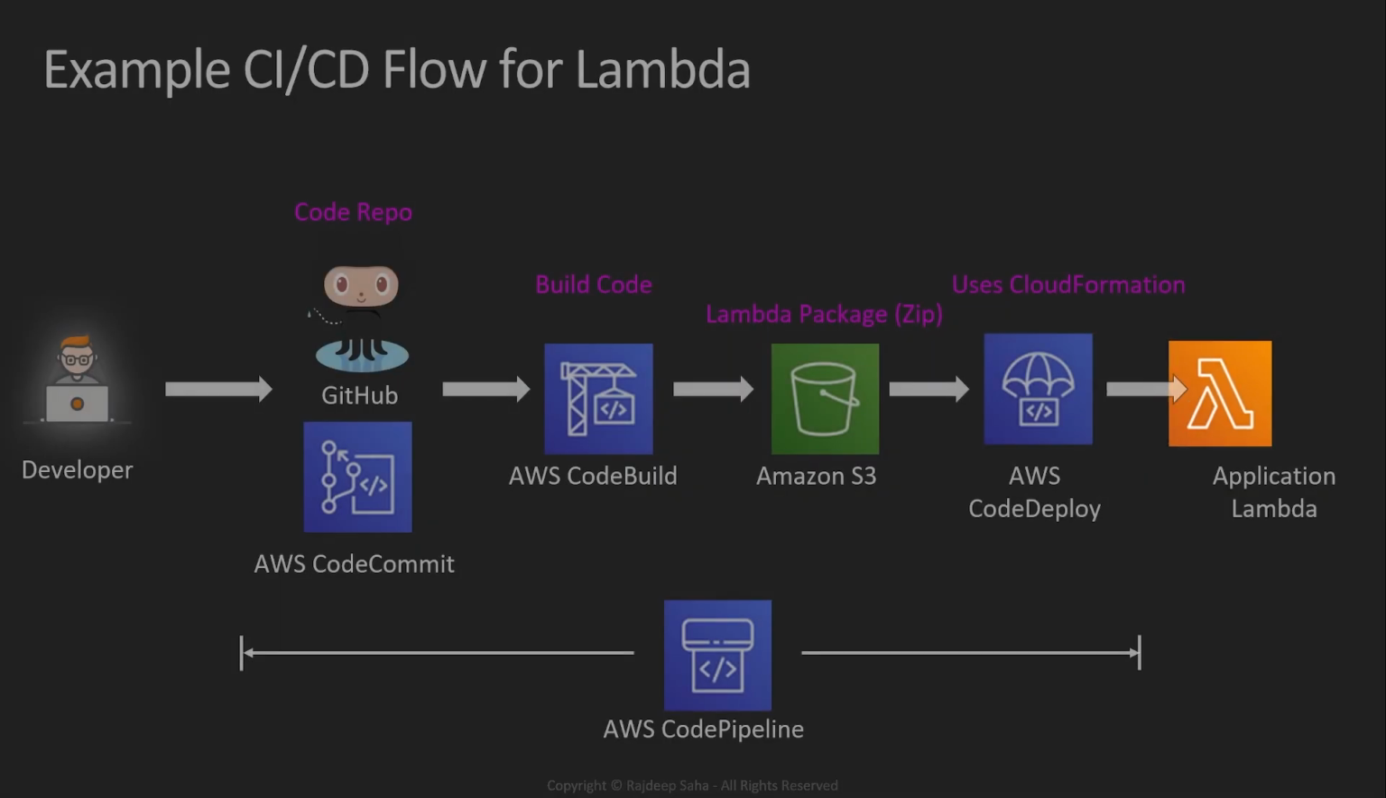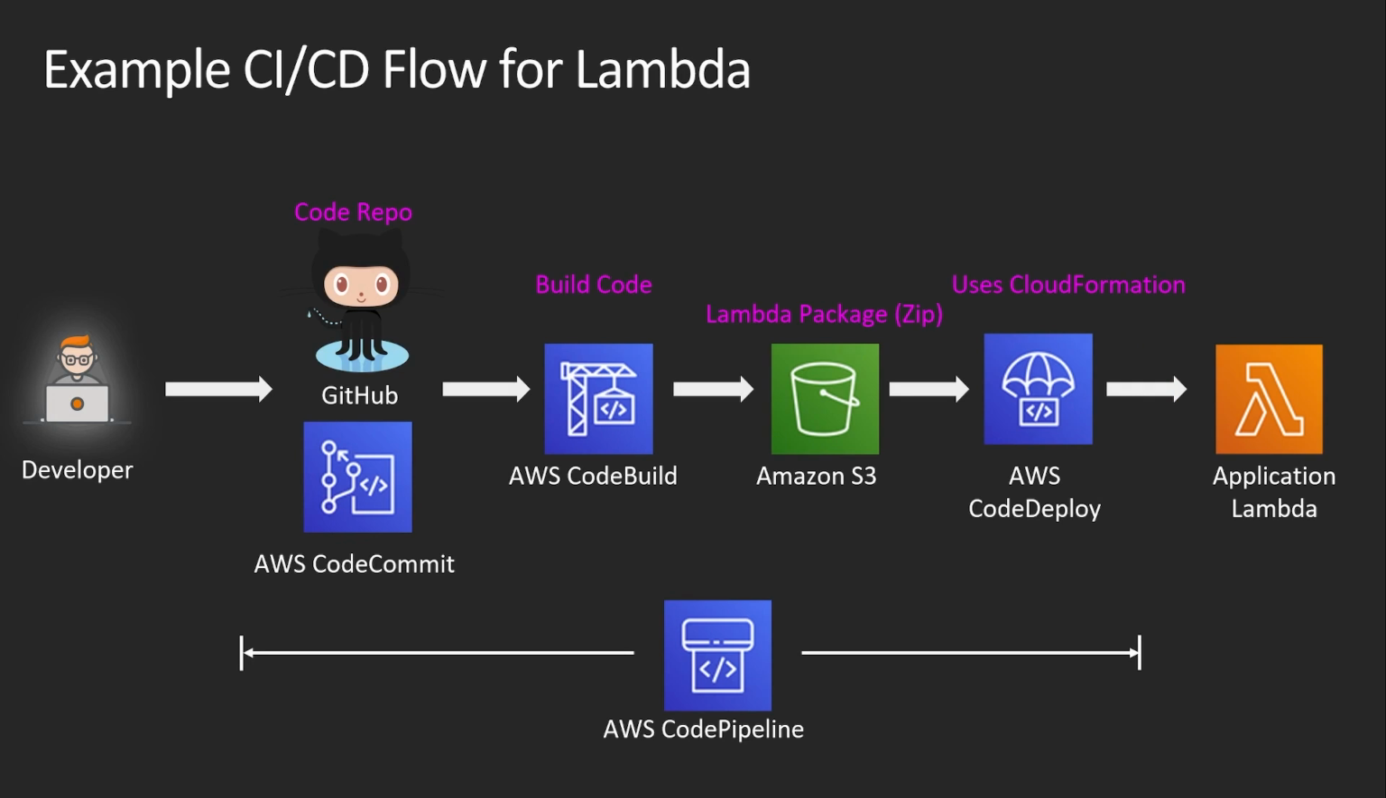So if we look at the example CI/CD flow for Lambda, we have a developer checking in code to the repository, and AWS CodeBuild is building the code. In AWS CodeBuild, you have the option to invoke commands. The command I showed you in the previous slide, you can invoke from AWS CodeBuild, and this CodeBuild will invoke your application Lambda or application code and run those JUnit commands.